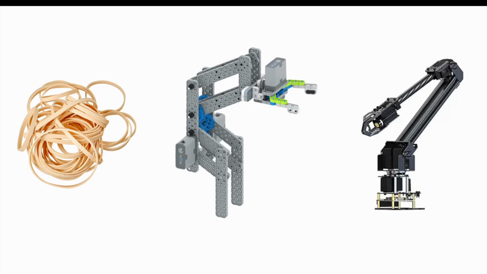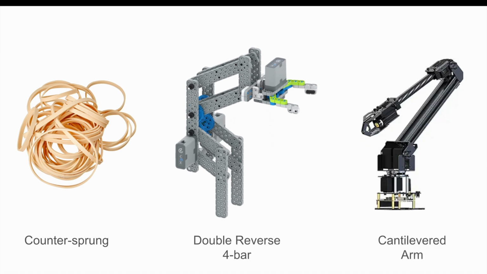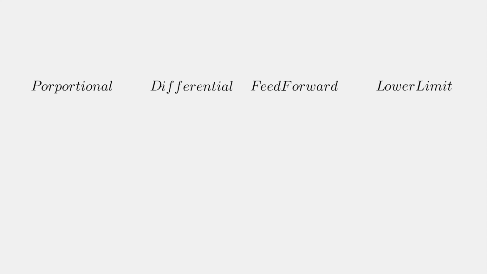Using these concepts, your feed-forward and lower limit controllers can handle any sort of extra force requirements required to create a perfect and balanced system. The same concept can be used to optimize counter-sprung slides, double reverse four-bars, cantilevered arms, and more. With these components combined, proportional, differential, feed-forward, and lower limit, we have our PDFL control loop.